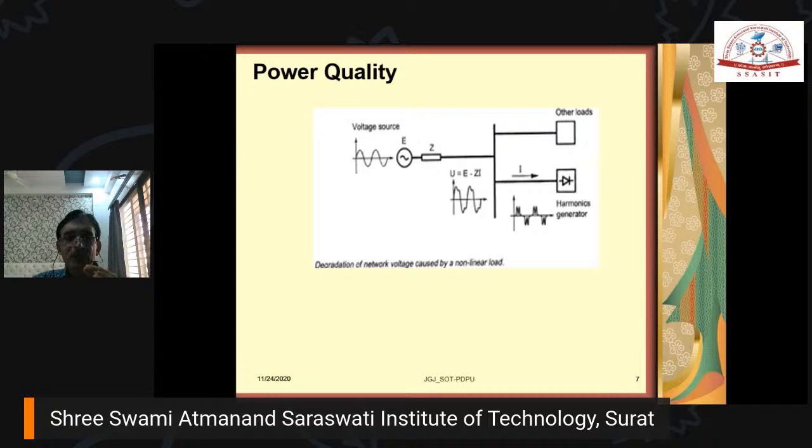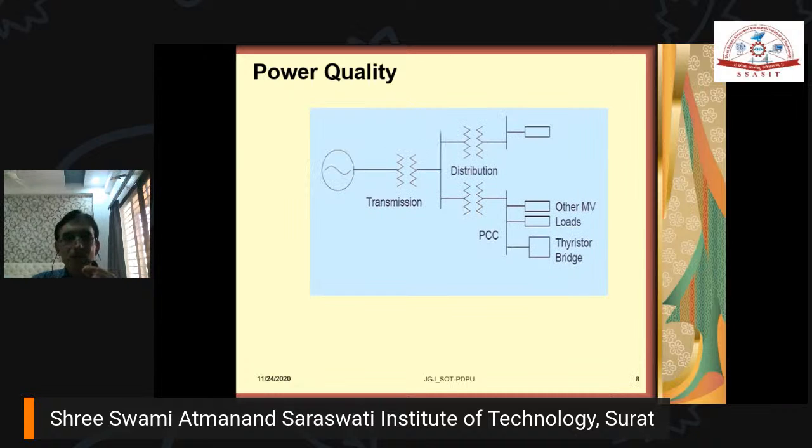Now in the next figure, we are on slide number 8. You can see it includes all generation, transmission and distribution, and these are the loads. I have written other MV loads, MV meaning medium voltage, and the thyristor bridge. Thyristor bridge is nothing but a non-linear load.